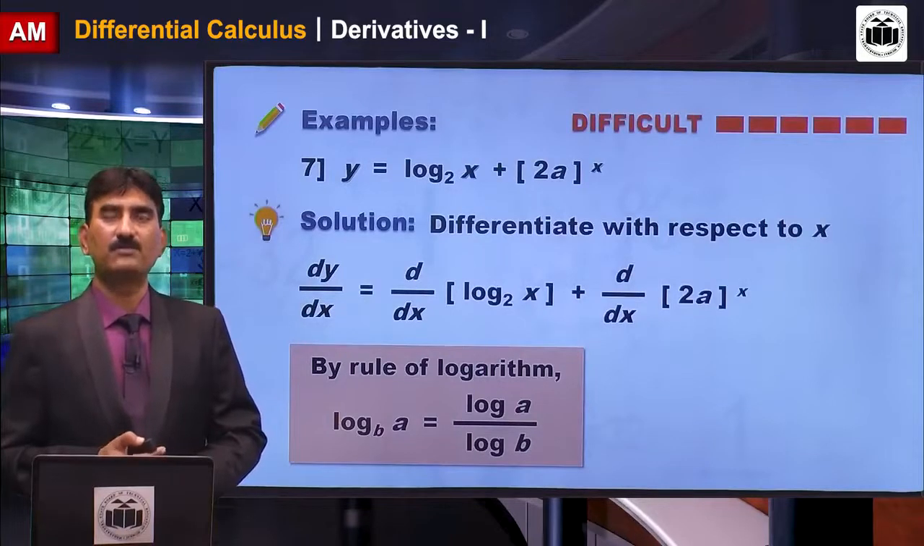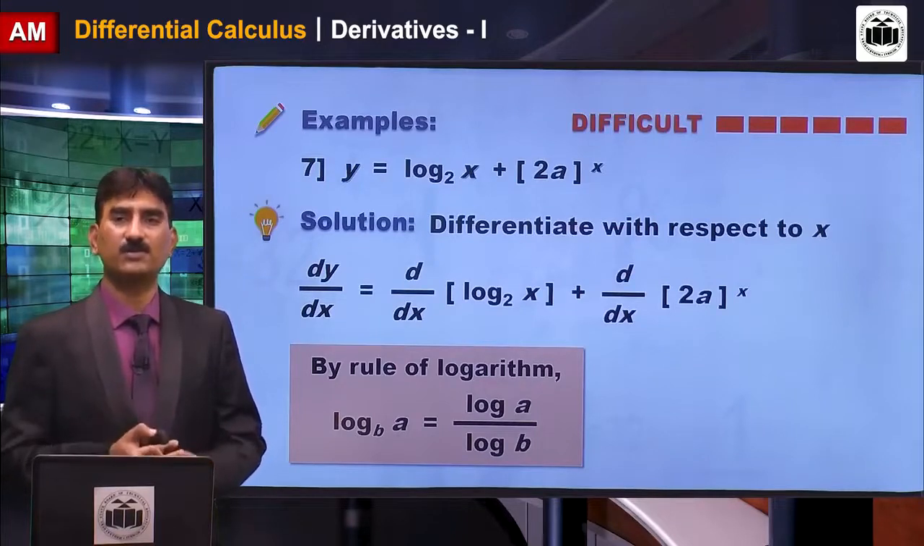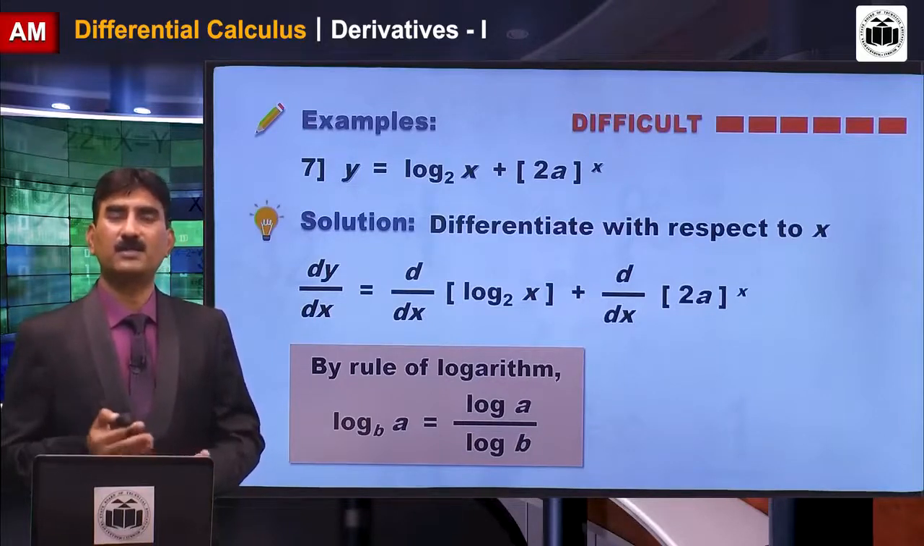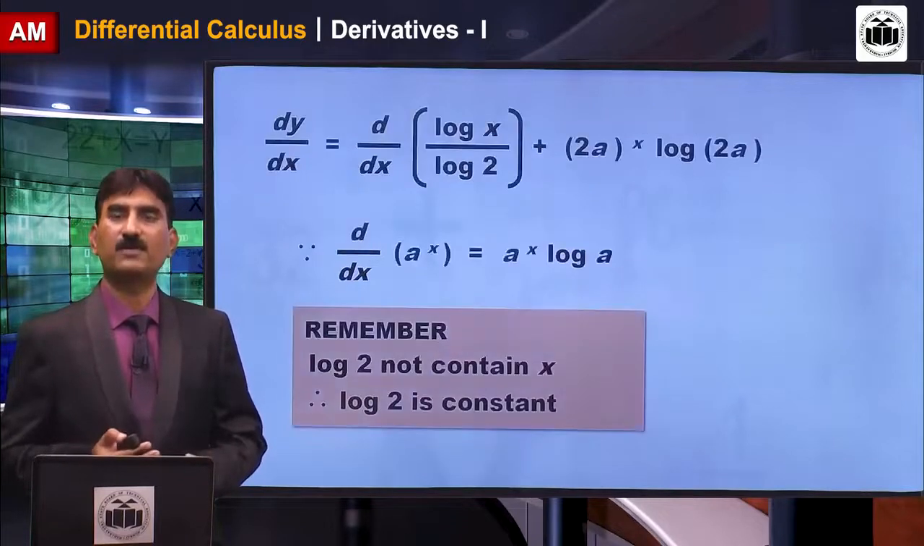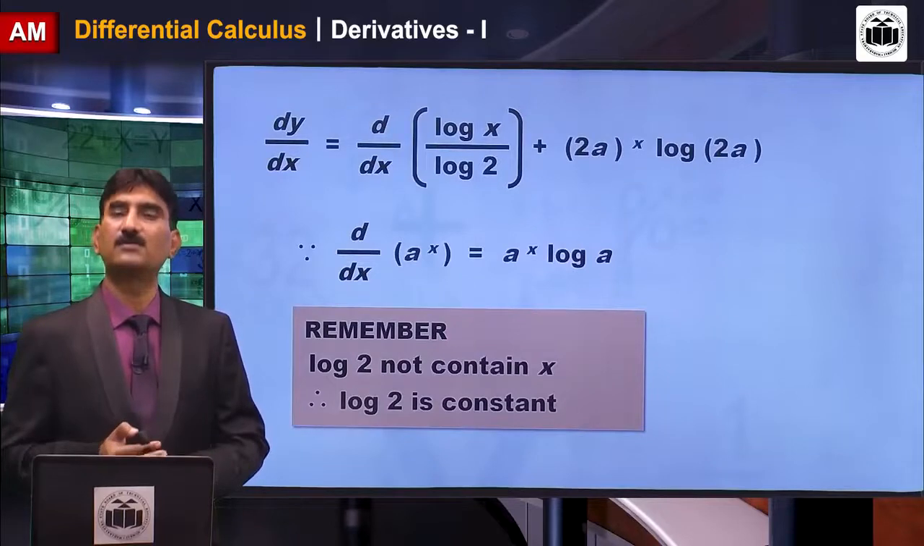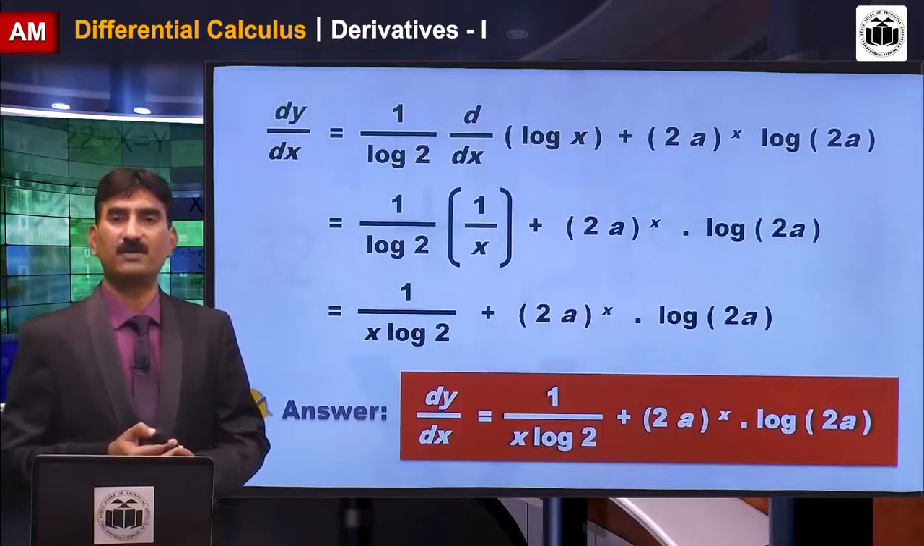Now the 7th example, y equal to log x to the base 2 plus 2a raised to x. Now what is the important thing here? Log x to the base 2, you have to apply the change of base rule, log x upon log 2. And 2a raised to x is just like a raised to x. So finally, log 2 is a constant, you take it outside and write down the derivative of 2a raised to x. See the final answer.